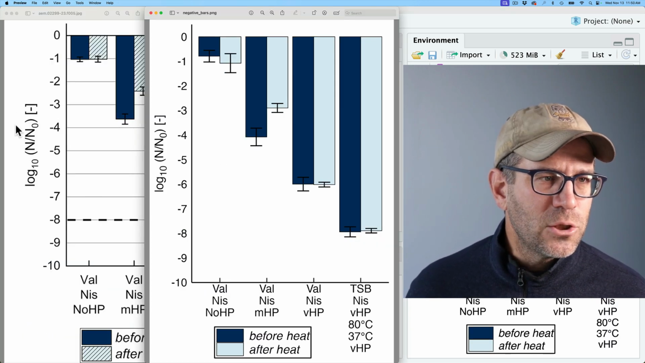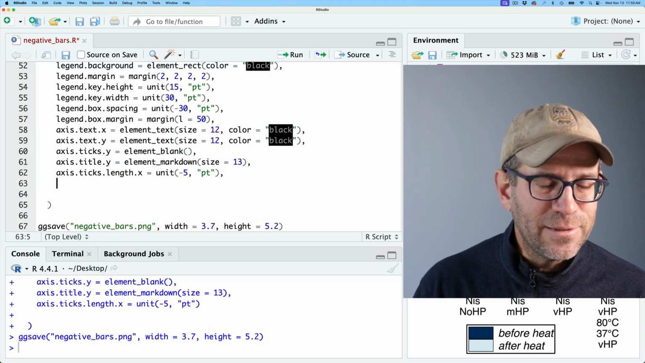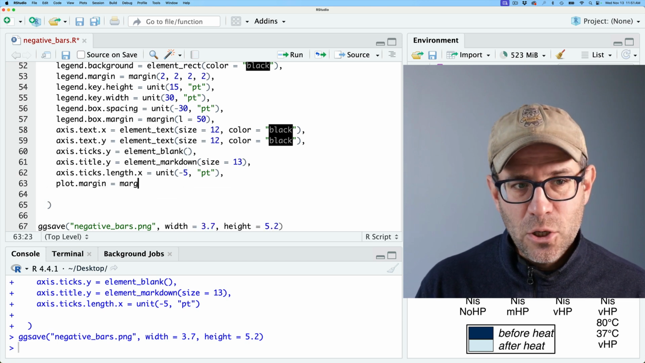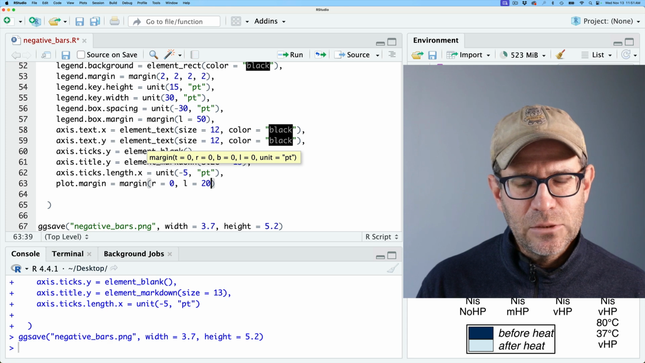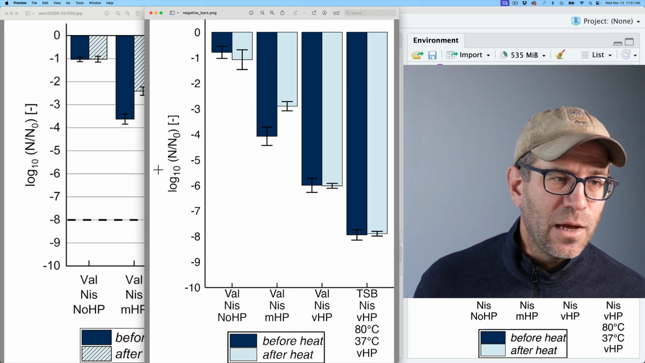So they've got a bit of margin on the left and no margin on the right. I guess what we could do would be to do something like plot.margin. And we could again do margin. And then the margin on the right could be 0. And on the left, we could make that say 20. Yeah. And so we have no margin on the right and we have a bigger margin on the left, right?